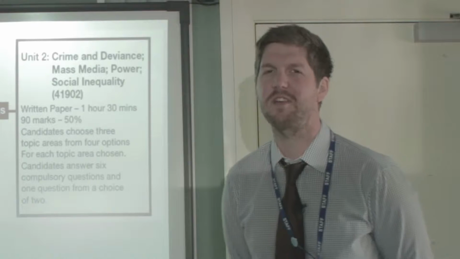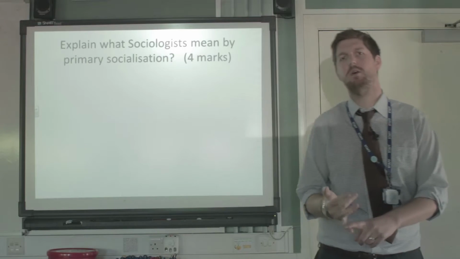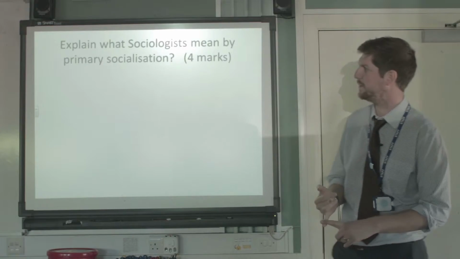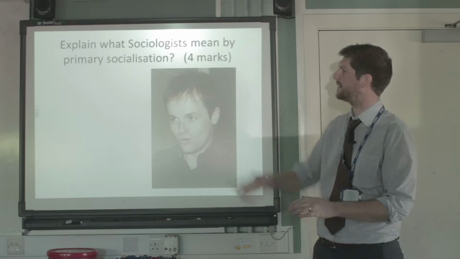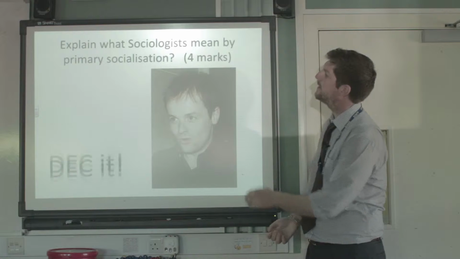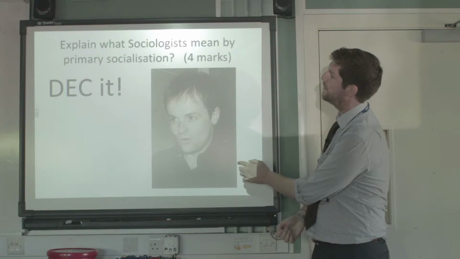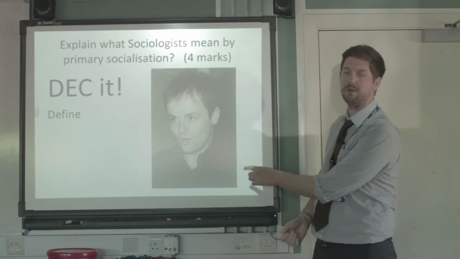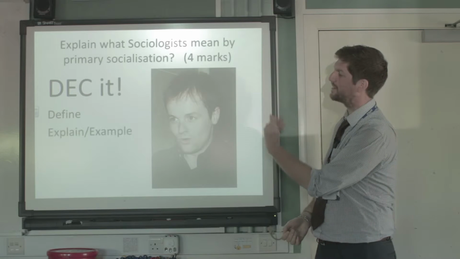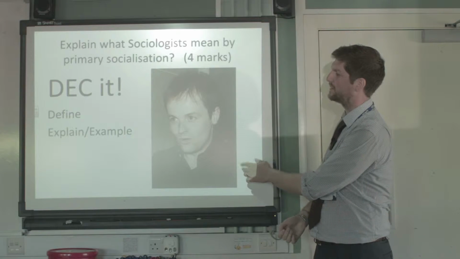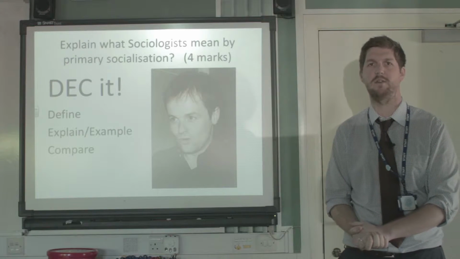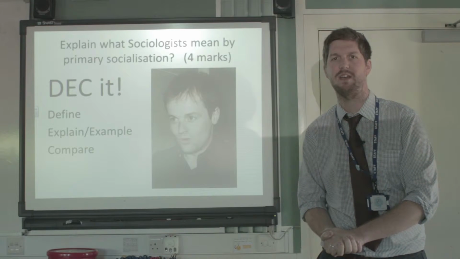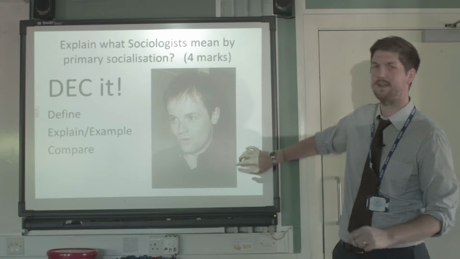Hello sociology students. When it comes to the 4-mark question, it's really key to get this right. You know what I'm going to say here, we've done this many times. You need to deck it. So for example, in this one, primary socialisation, you would define what that means. You'd explain it in a bit more detail with an example perhaps, and then you would compare it. So what are you going to compare it to? Well, you're going to compare it to secondary socialisation. Deck it.